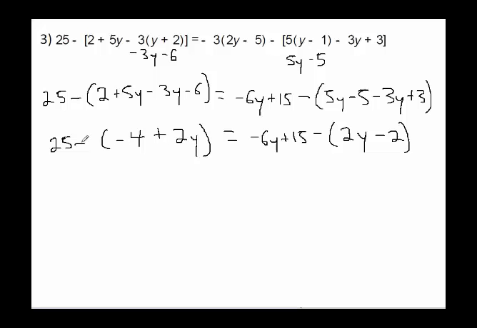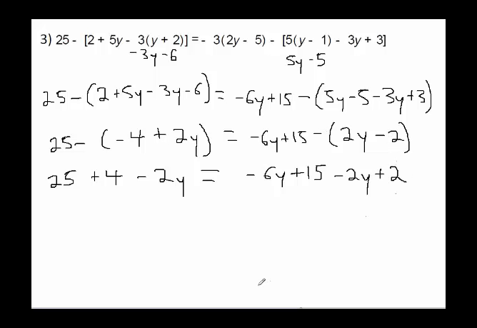So the way to open up the parentheses that are being subtracted is just change all the signs in the interior. So it's 25 minus negative 4, which means positive 4, minus positive 2y, which is minus 2y, equals, on this side, we've got negative 6y plus 15, which we haven't touched in a while, that's fine, minus 2y, minus negative 2, which is positive 2.